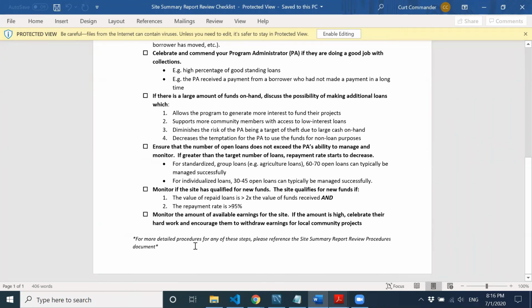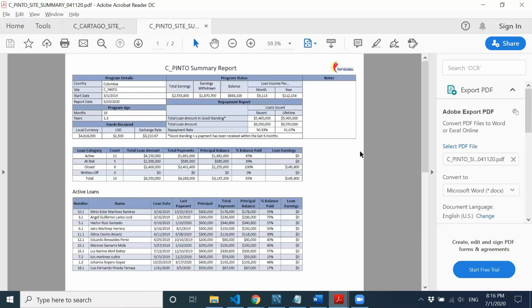And then monitor the amount of available earnings for the site. If the amount is high, then you can encourage them to maybe take some of it out for a local community project. And that can be found up in program status. So this will tell you the total earnings, how much they've withdrawn, and then the balance. So this balance here is the earnings balance, and it can tell you how much they have that they can take out and use for projects and things for the organization.